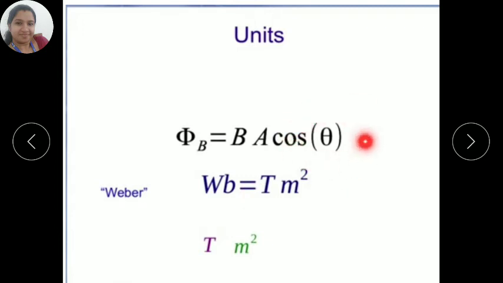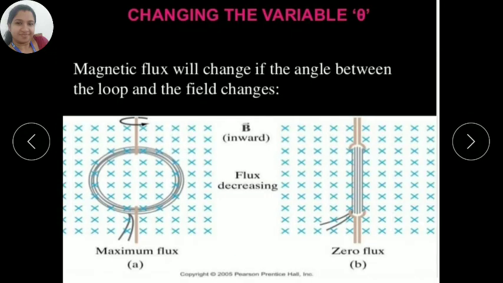Here this value theta is varying. If theta is 0, flux is maximum. If theta is 90, there is no flux. That we are going to explain in the next slide. Then the variation of magnetic flux. The magnetic flux will change if the angle between the loop and the field changes.